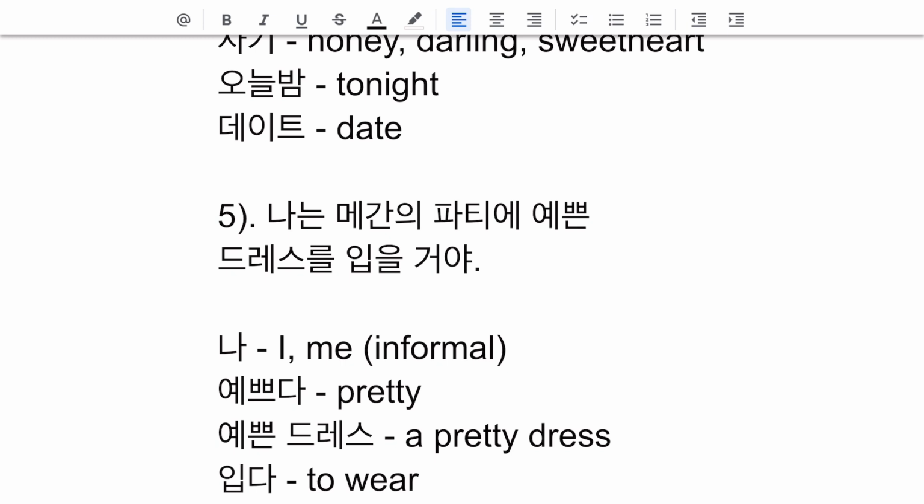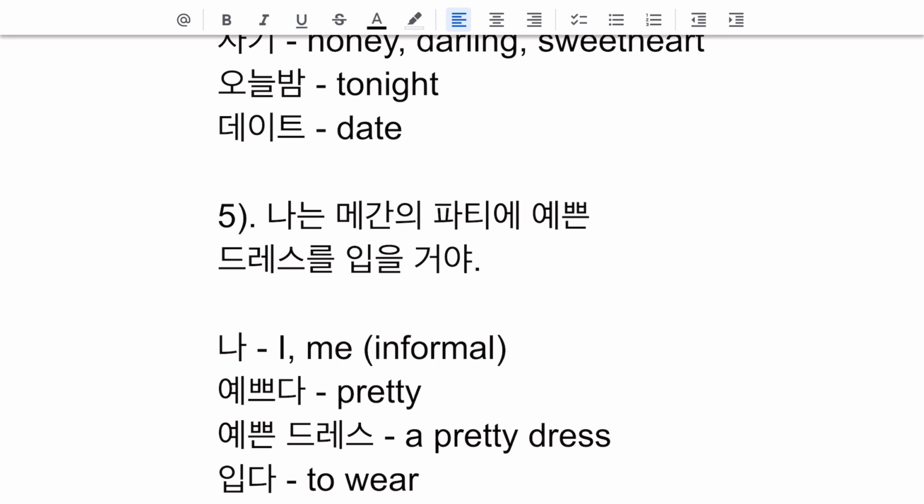So 나는, Megan, Megan, 의. That 의 is another particle. It's called a possessive particle. It's like adding an apostrophe S. Megan's party. So she owns the party in that way. Megan's party. To Megan's party, 예쁜 드레스를, a pretty dress, 입을 거야. I will wear a pretty dress to Megan's party.